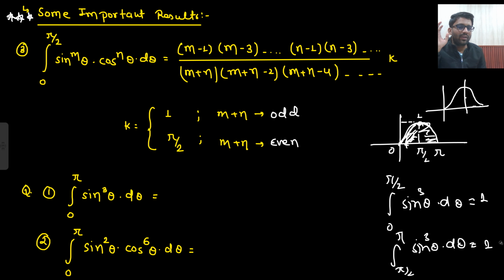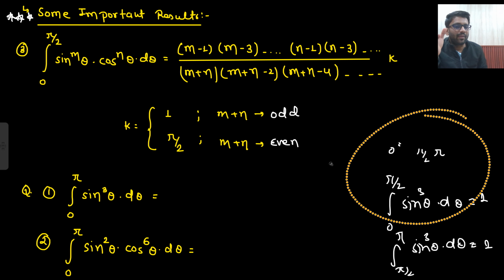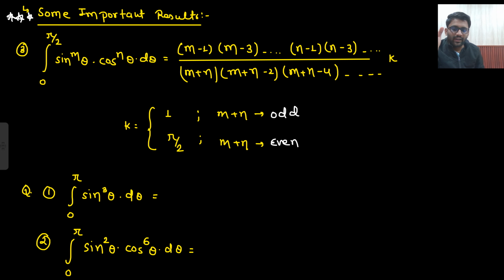0 to pi by 2, pi by 2 to pi. You can forget the properties, but you can never forget the intuition. So the same thing will be happening from pi by 2 to pi as well. So can I write it down as 2 into the integral from 0 to pi by 2 of sine cube theta? Say yes or no. Now I can apply my formula.